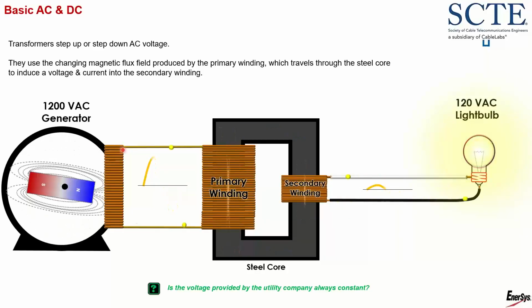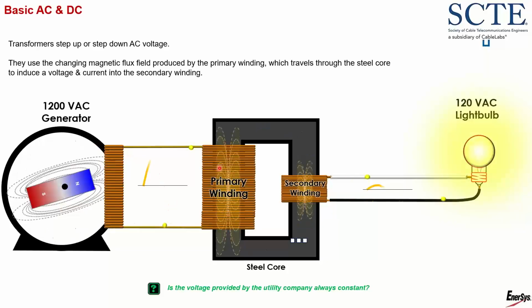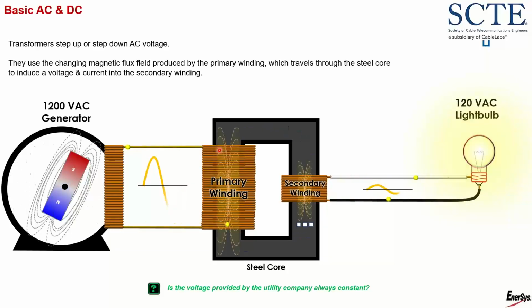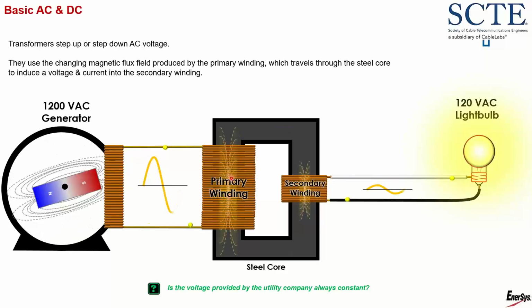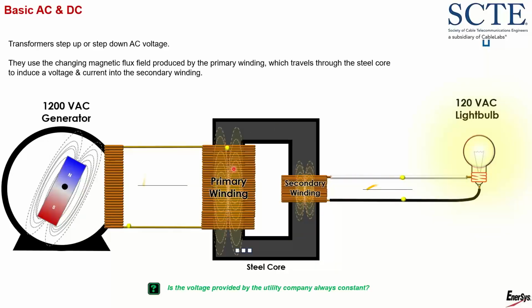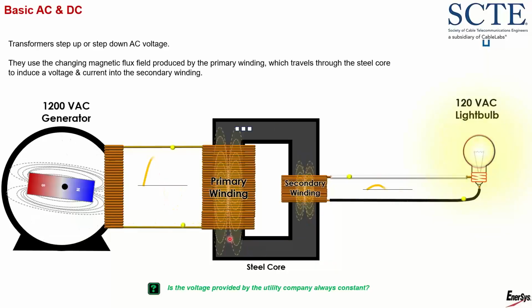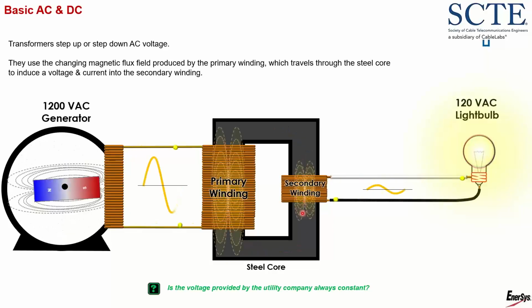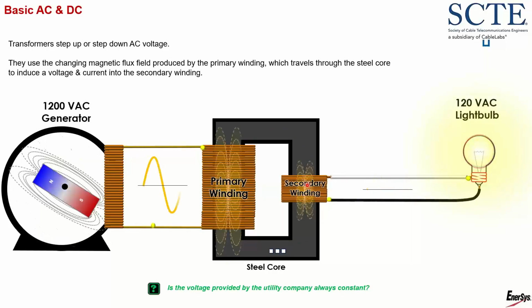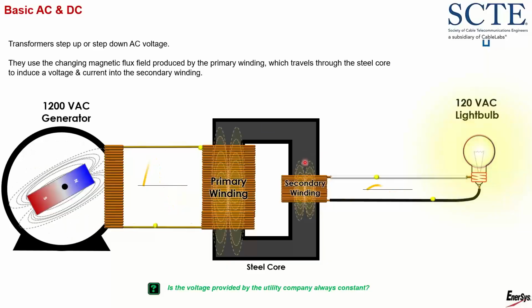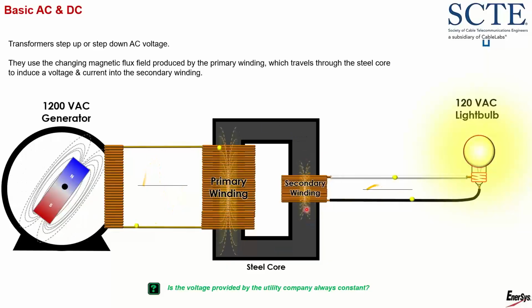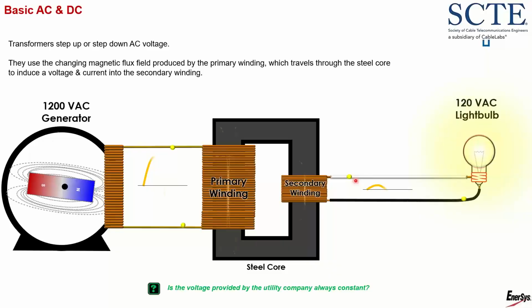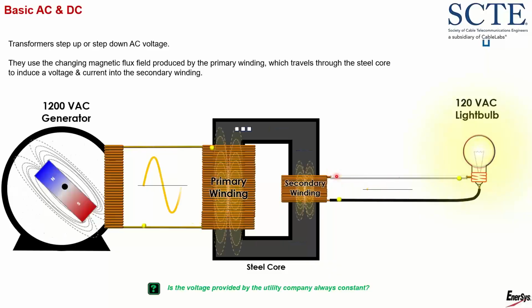magnetic field. So again, I start my generator up, 1200 volts goes into my primary winding. The electricity is going back and forth, back and forth. That produces a magnetic field in my primary winding. That magnetic field flows through the steel and goes back and forth across my secondary winding. That magnetic field going past that secondary winding causes the electrons to start moving in that copper wire back and forth, also producing a magnetic field.